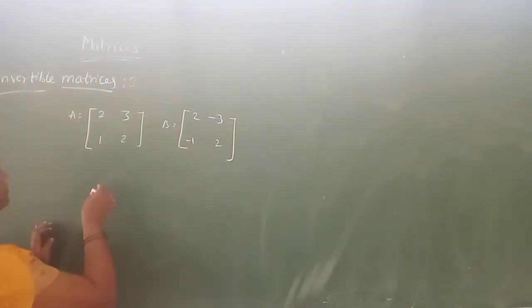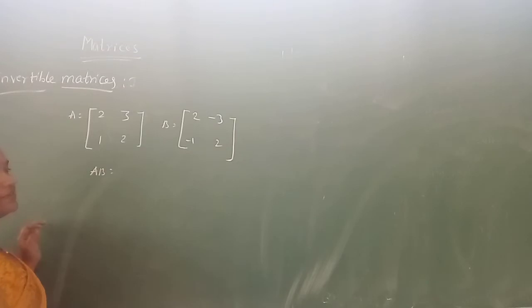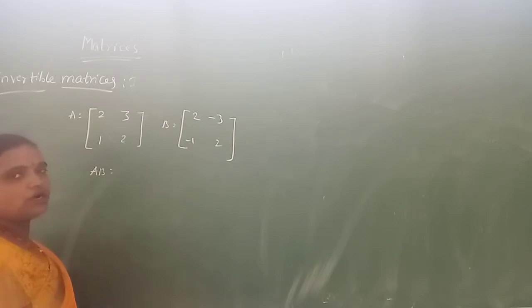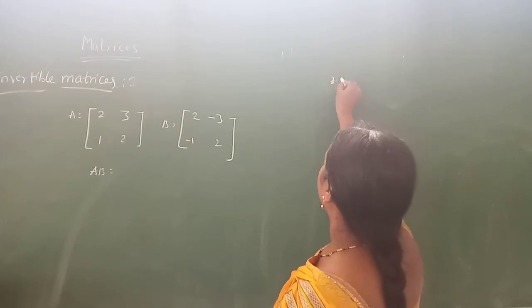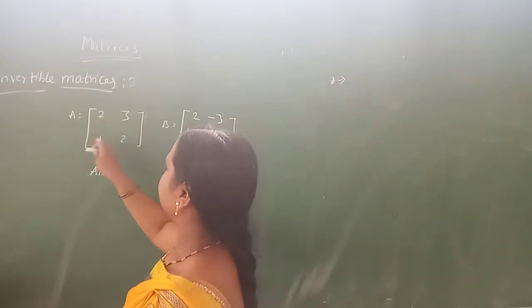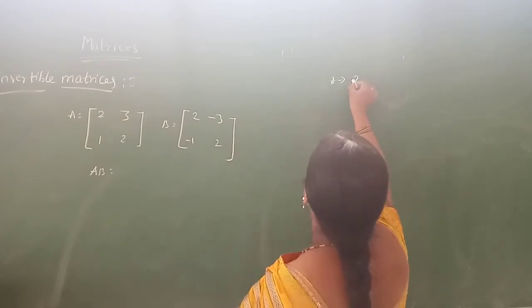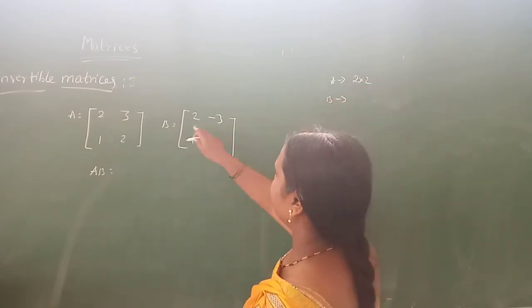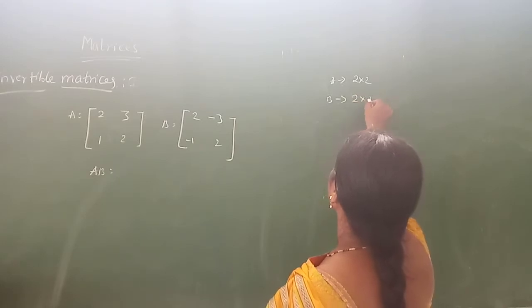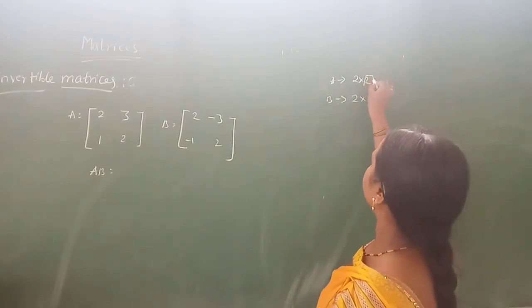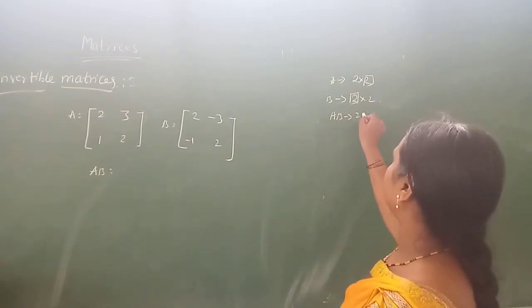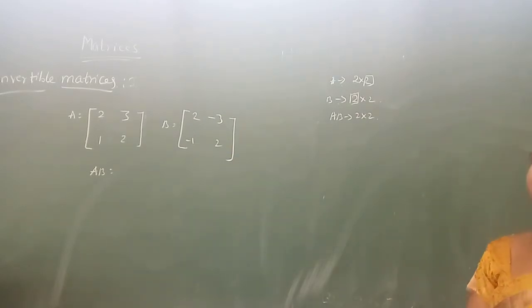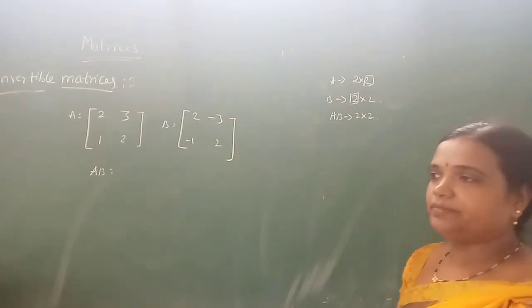Multiply AB. What will we get? For multiplication, the number of columns of the first matrix and the number of rows of the second matrix must be equal, then only matrix multiplication is applicable. Matrix A is 2 cross 2, and matrix B is 2 cross 2. The columns of the first matrix equal the rows of the second matrix, therefore AB is a 2 into 2 matrix.